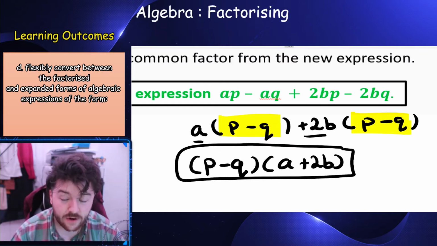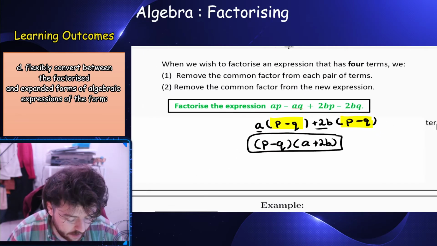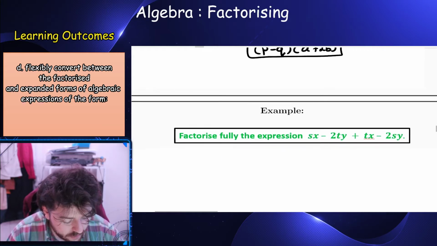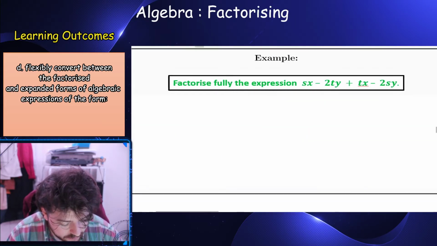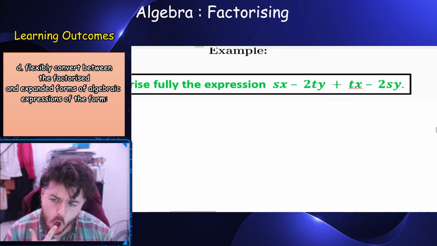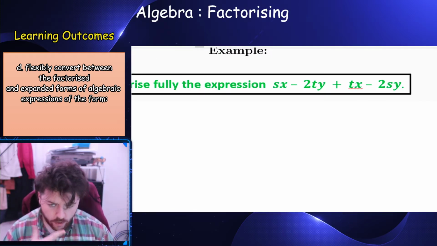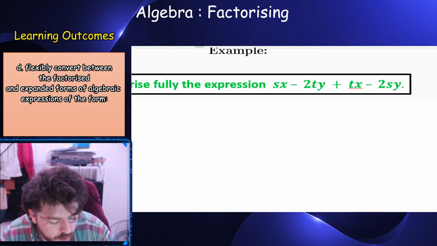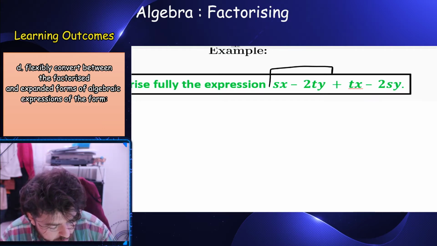And that's my answer fully factorized. Right? So let's do another example here. So this example here. This is weird. Okay, so I need to break it up in my factor pairs. Okay, fab. Look at that.